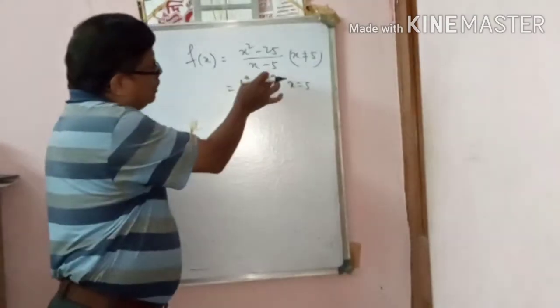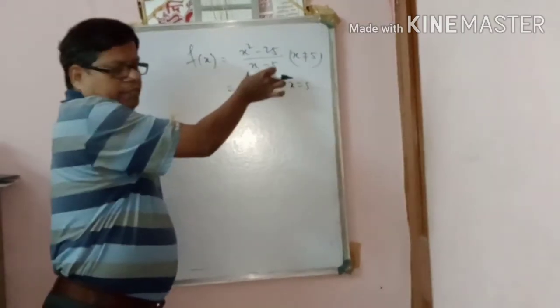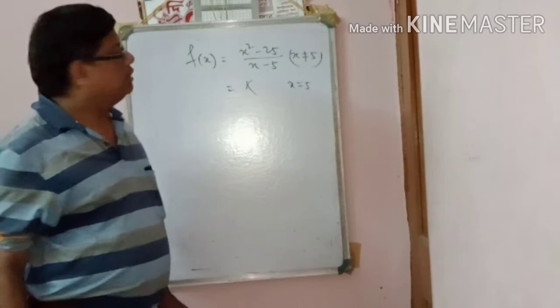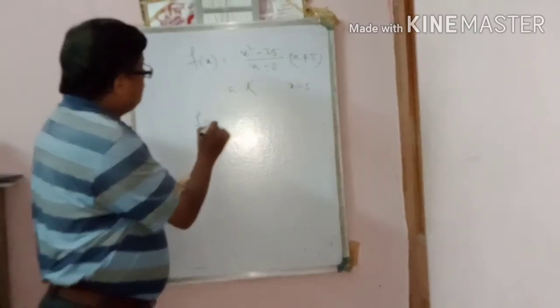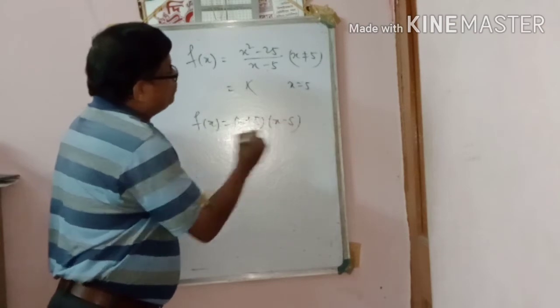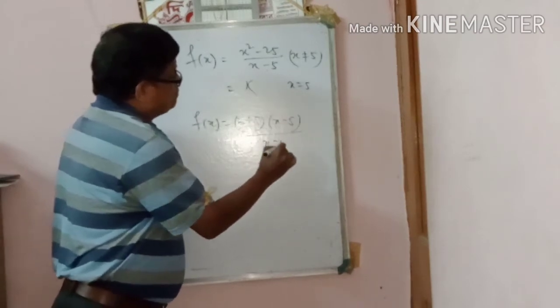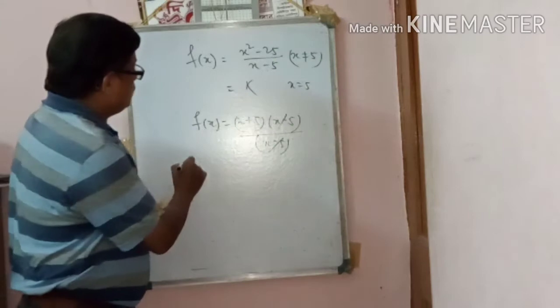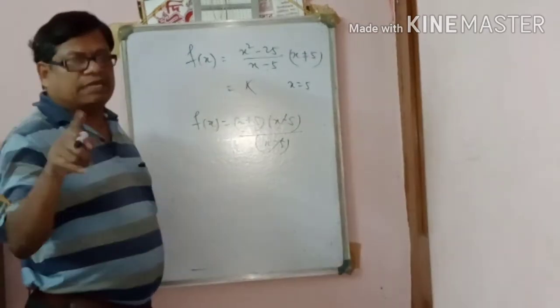Just simplify it. A plus b, a minus b: x square minus 25, so f of x equals (x plus 5) into (x minus 5) divided by x minus 5. The x minus 5 cancels. So the left limit equals the right hand limit.